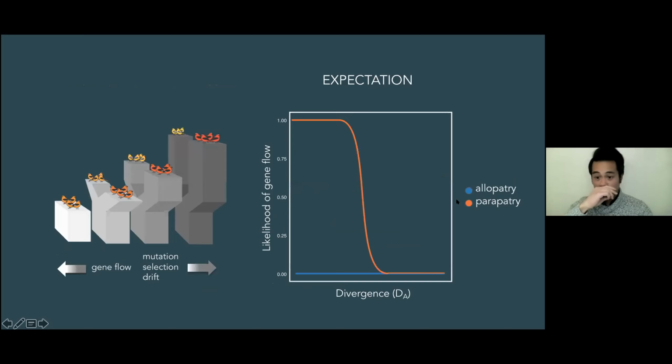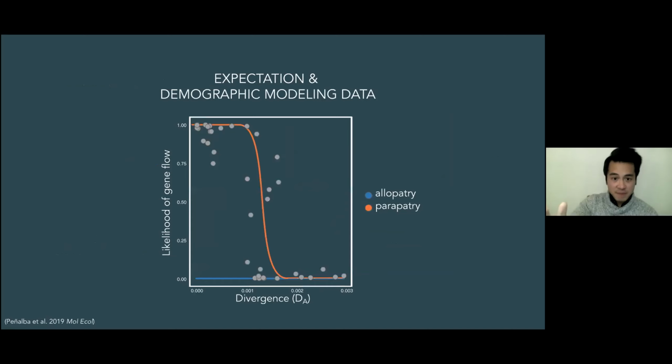And so going back to our little plot, or the expectation that I showed you earlier, you have this allopatry where you expect, throughout divergence, no likelihood of gene flow going on. And in parapatry, you have this transition point. Once I map the empirical data onto this, keeping it gray for the time being, what you see is none of them are really following this allopatric trajectory. All of them are following this transition of parapatry. And once we color them in, there's no obvious pattern that we see over here either.